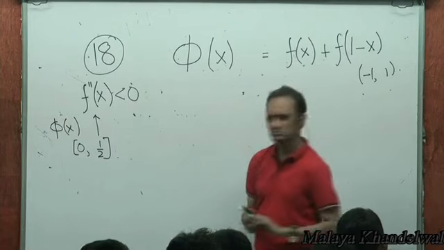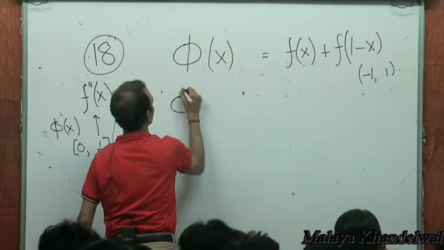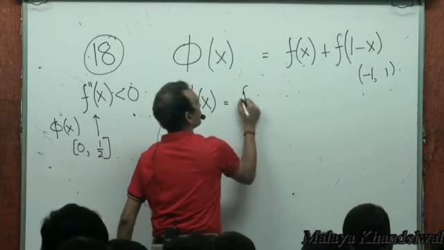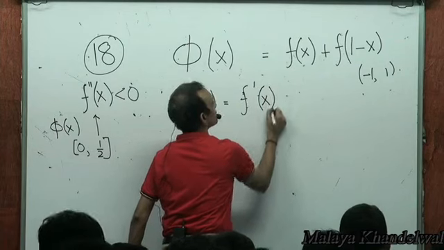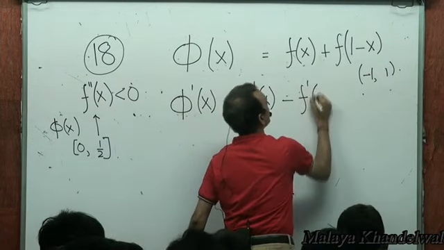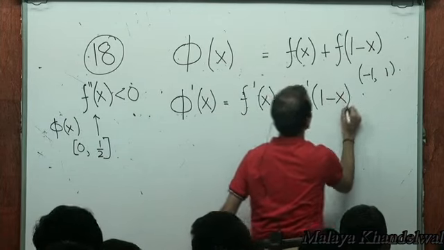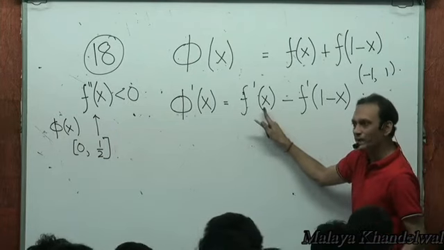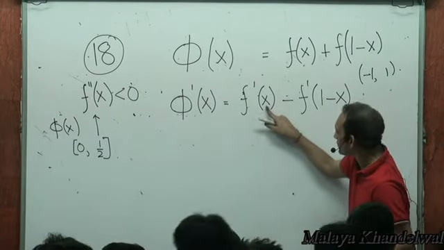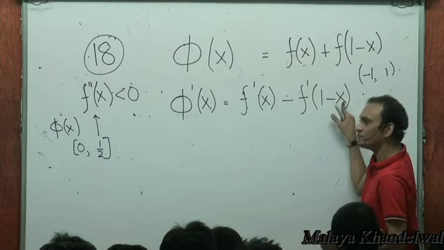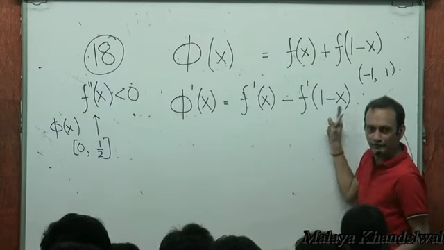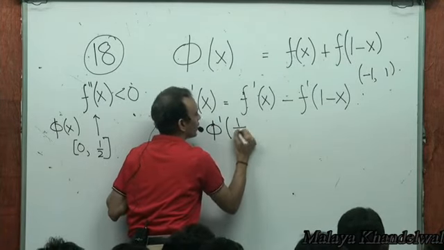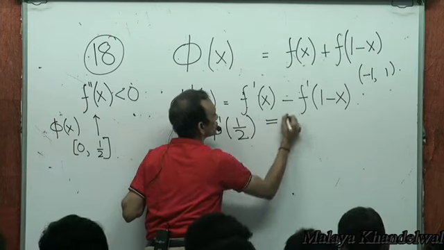Phi dashed x. Let me do a phi dashed x. Phi dashed x is like f dashed x minus f dashed 1 minus x. Very clearly, at x equal to half, it becomes 0. By inspection, at x equal to half, this will become 0. Yes or no? Because this is f dashed half, and this is f dashed 1 minus half, which is also half. So phi dashed half is very clearly 0.